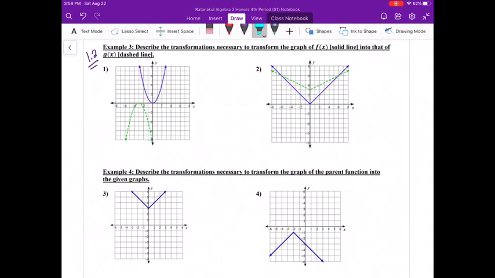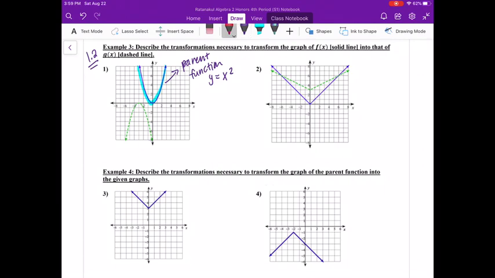This example is asking us to describe the transformations necessary to transform our parent function, which is this blue graph here, onto the new function, which is the dotted line. So this here is referred to as the parent function. And if we want to get really specific, this is the parent function of x squared, of a quadratic, because it starts at 0, 0, and it's that U shape, opens up, it's positive. That's your parent function. So you're describing how do we get that parent function onto the green dotted line.